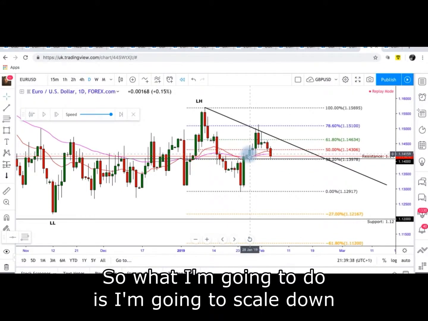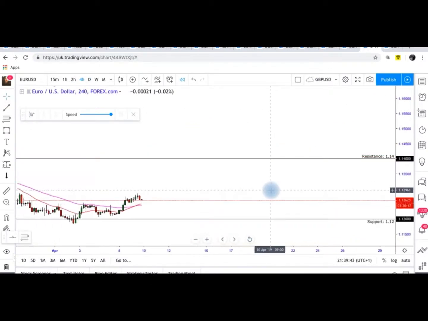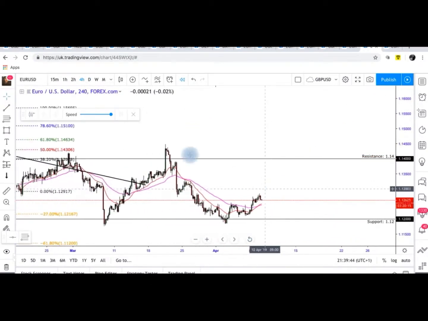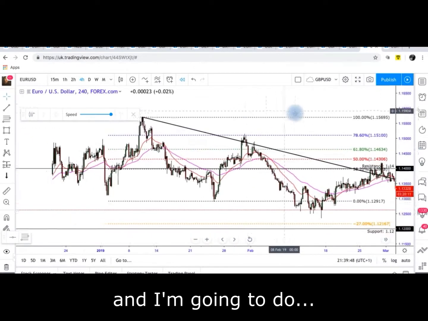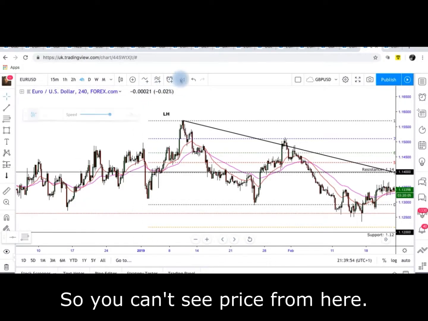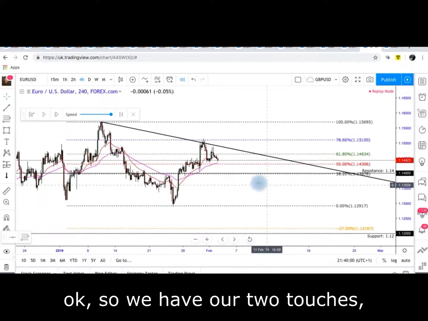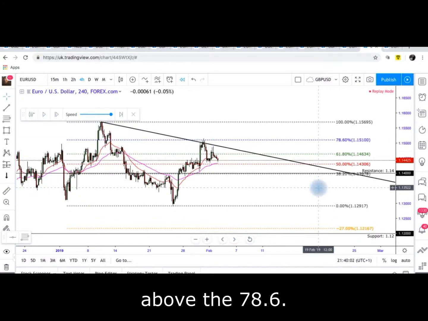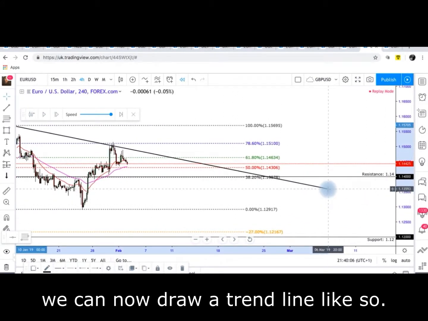So what I'm now going to do is scale down to the 4-hour, and I'm going to do a bar replay so that you can't see price from here. Okay, so we have our two touches. We can confirm that we didn't break above the 78.6. Because we have our two touches, we can now draw our trend line, like so.